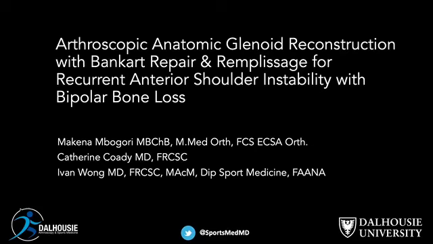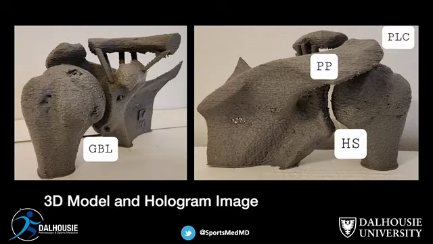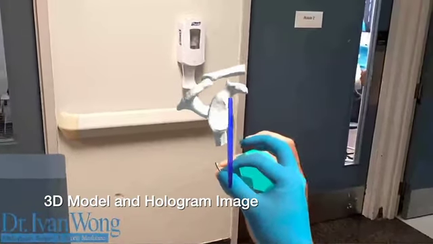My name is Dr. McKenna Mbogori, and this is a technique video on arthroscopic anatomic glenoid reconstruction using distal tibia allograft with Bankart repair and Remplissage. CT scan imaging is used to develop precise patient-specific 3D models and hologram images for visual illustration of the bone defect.